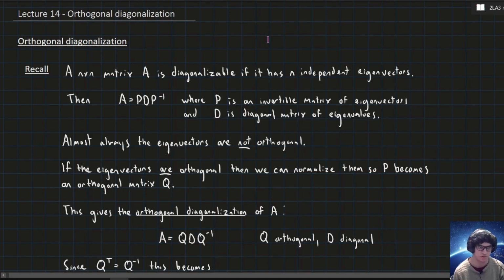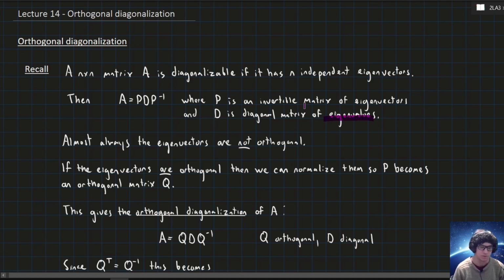Okay, so let's move on to the main topic, which is orthogonal diagonalization. Let's recall what regular diagonalization is. If a square matrix has n independent eigenvectors, a full set of independent eigenvectors, then it's diagonalizable. In other words, we can factorize it like this: A equals PDP inverse, where P is an invertible matrix made of the eigenvectors, and D is a diagonal matrix with the eigenvalues along the diagonal.